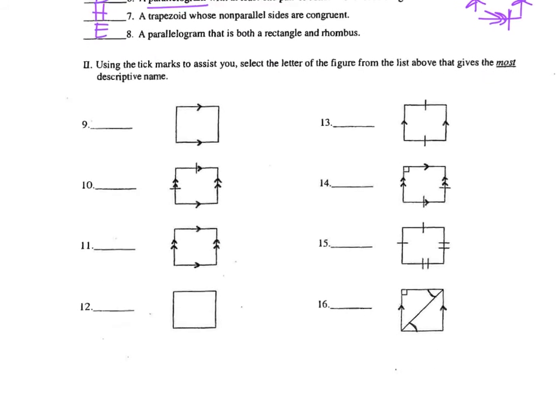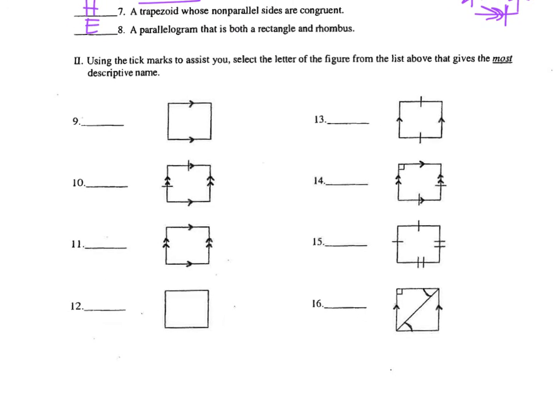Okay, here's how you're going to see it on your test and your quiz. You're going to get a picture, and there's going to be markings, and you're going to have to tell me, here's the name I can give. So number 9, the most descriptive name you could give that.